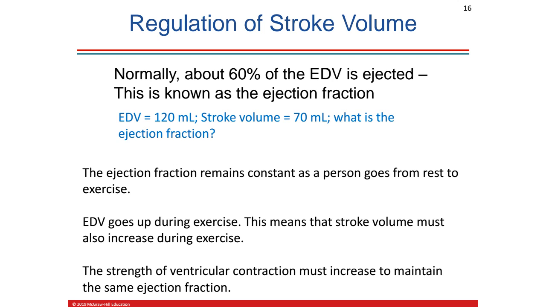Why is that happening? Well, if you're running, say, there's more venous return of blood back to the right atrium. And this means that in order for this ejection fraction to remain constant, as EDV goes up, then the stroke volume must also increase by a corresponding amount. And conceptually, what this means is that the strength of ventricular contraction must increase to maintain the same ejection fraction. And the next topic we'll dive into is called the Frank-Starling law of the heart, and we'll talk about exactly how this happens.